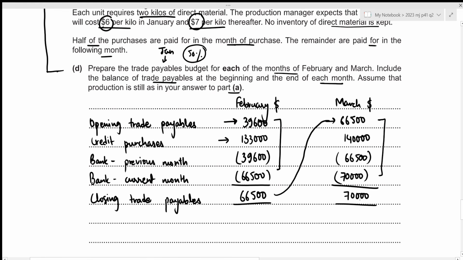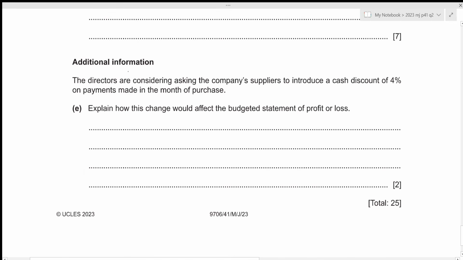All right, this concludes the fourth part of this question. We can now move towards the fifth one. We're given additional information. The directors are considering asking the company suppliers to introduce a cash discount of 4% on payments made in the month of purchase. We need to explain how this change would affect the budgeted statement of profit or loss.